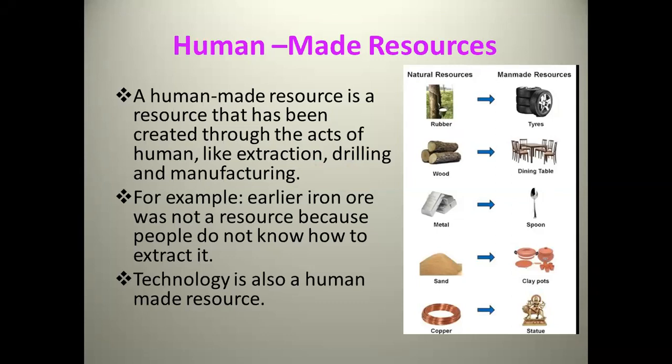Students, you can see a chart which shows rubber we get from the tree, that is converted into tires and used for the vehicles. Wood, you can see the dining table placed there. And metal, with the metals we can prepare many utensils which we use in our kitchen. Sand is used to make earthen pots, that is clay pots.